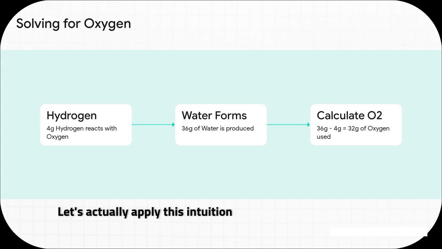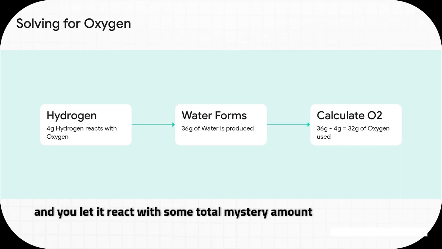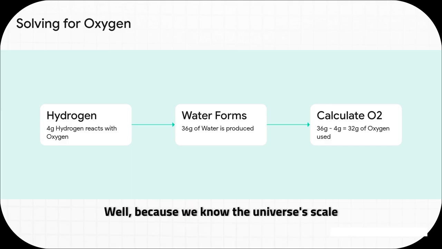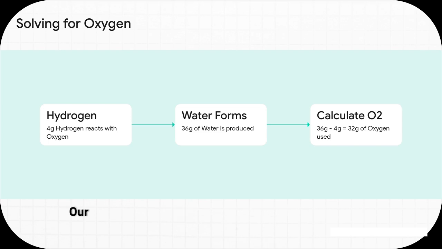Let's actually apply this intuition to a quick real-world puzzle. Imagine you've got exactly 4 grams of hydrogen, and you let it react with some total mystery amount of oxygen. Boom! A reaction happens, and you're left with exactly 36 grams of water. Well, because we know the universe's scale has to stay perfectly balanced, we don't even need a complicated formula to figure out how much oxygen we used. We just logic it out. The total at the end is 36 grams. Our starting hydrogen was 4 grams. So, 36 minus 4? That gives us a super neat 32 grams of oxygen. The mass was just conserved and rearranged. Simple as that.